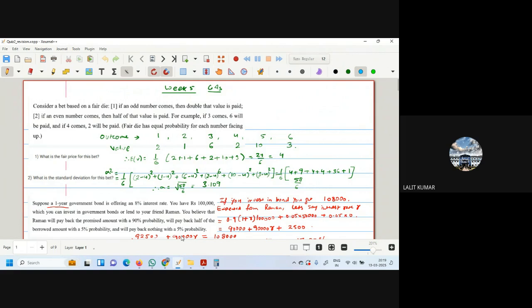Okay, so we'll start with week 5. Week 5 was generally about expectations, expected values, and then converting them to present value and rate and all that. So let's see the questions from the GAs.